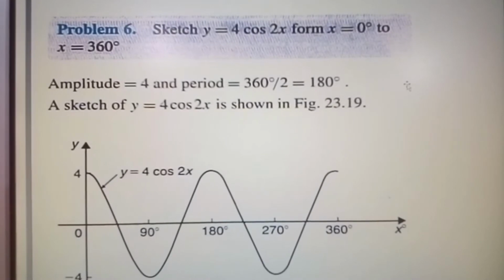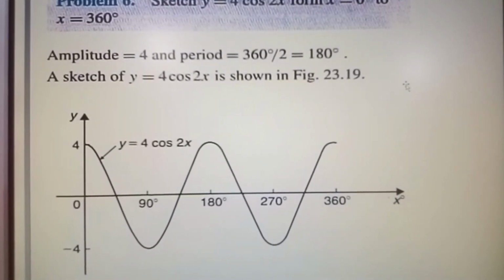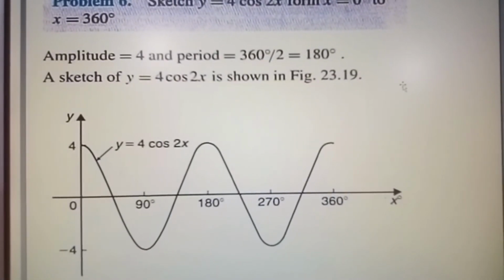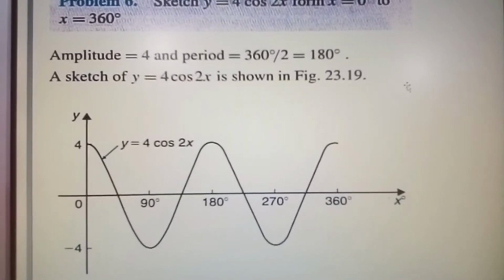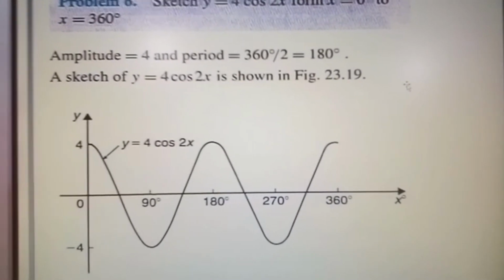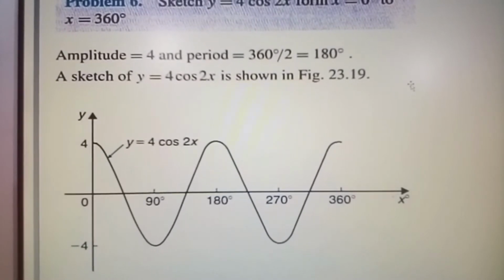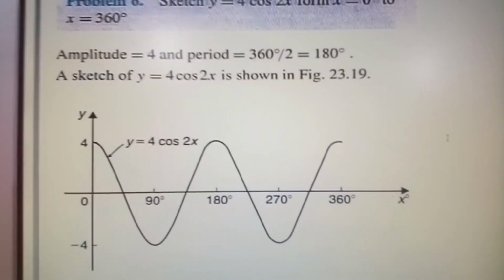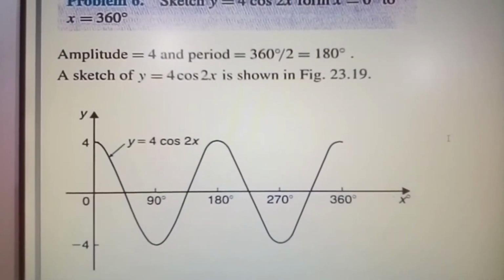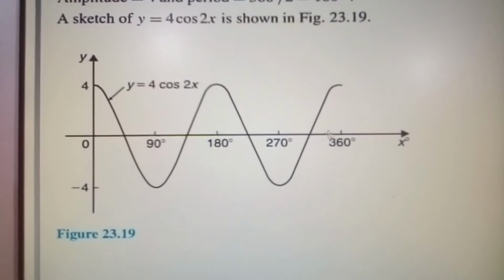What I want to look at now is problem 6. Sketch y equals 4 cos 2x from x equals 0 to x equals 360 degrees. Normally I would do a table for this for myself, but in this case you can see we have sketched it out here. This is being done on your behalf, so you have an example of how this should be done.